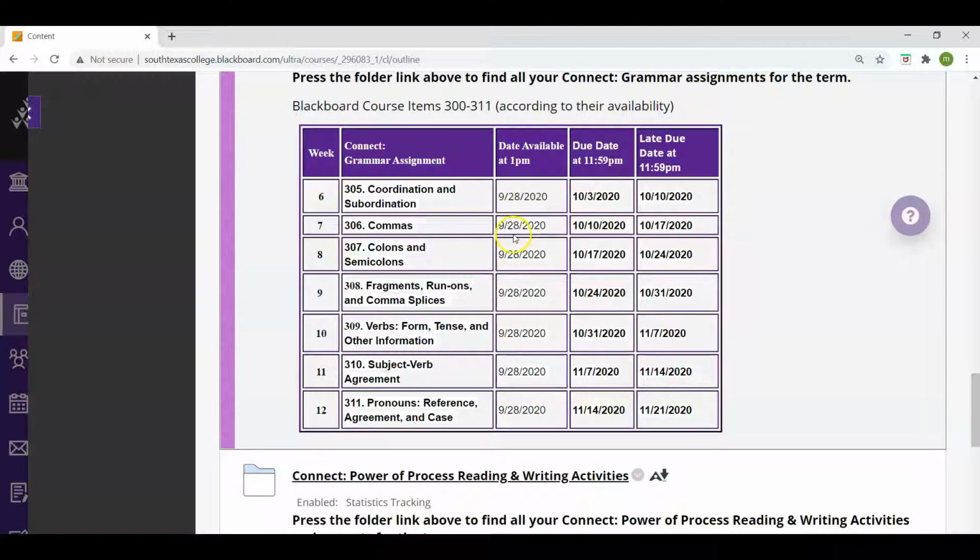The one that's due this week would be, what would it be? This one here, right? The commas one, right? It's due on the 10th. And so that's this week. And of course, there's a late deadline as well, all right?